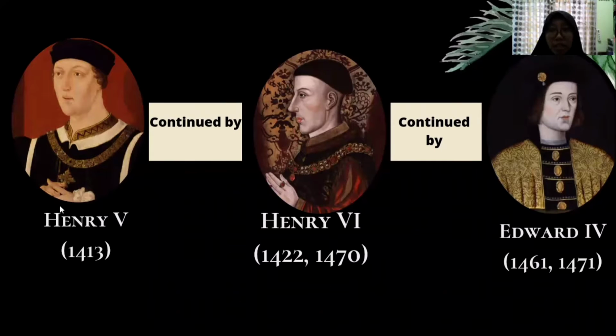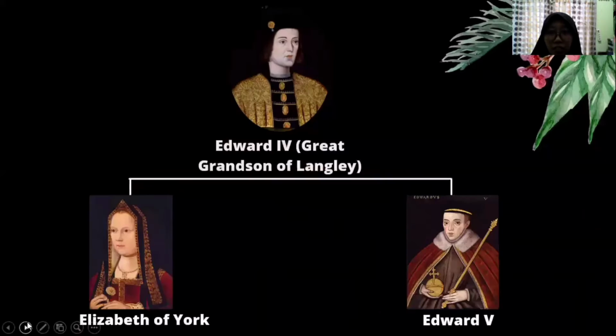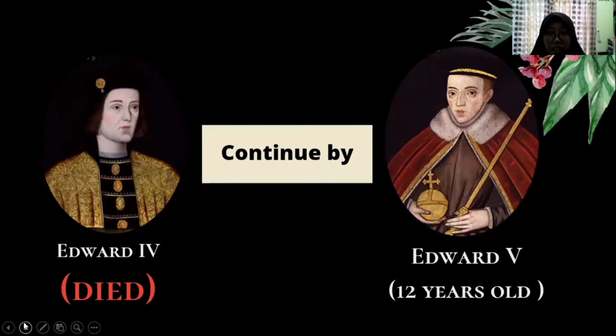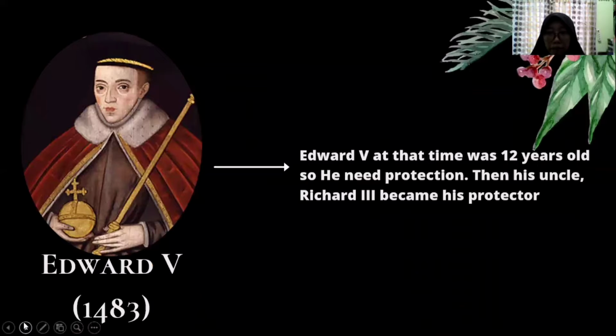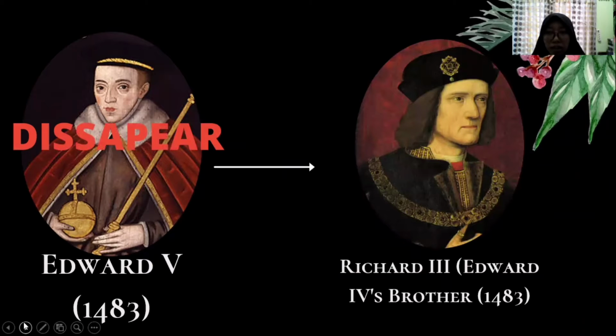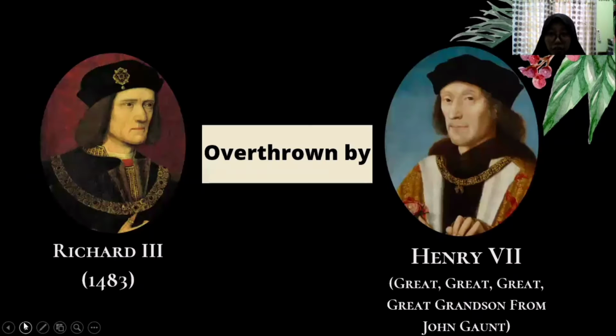And then there is Henry V, Henry VI, and Edward IV. Edward IV had 2 children, Elizabeth of York and Edward V. Then Edward IV died, continued by his son Edward V. Edward V at that time was 12 years old, then his uncle Richard became his protector. Then Edward V disappeared under suspicion. Because of that, Richard became Richard III.